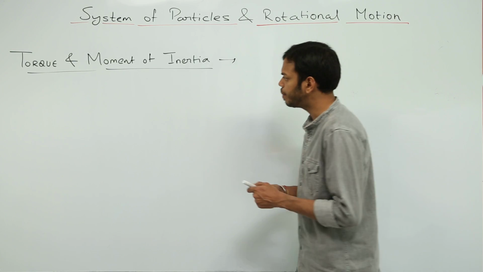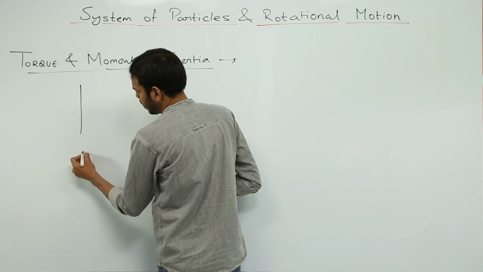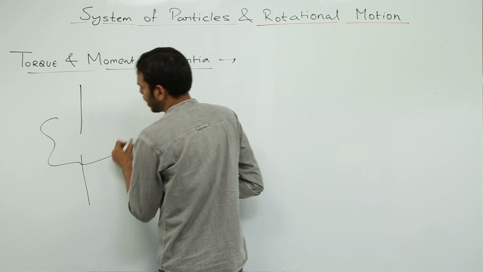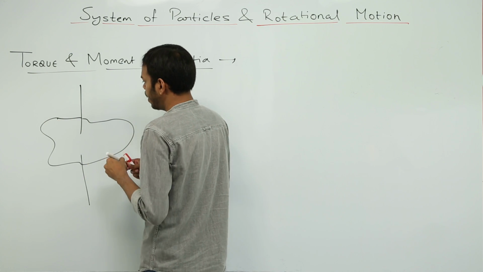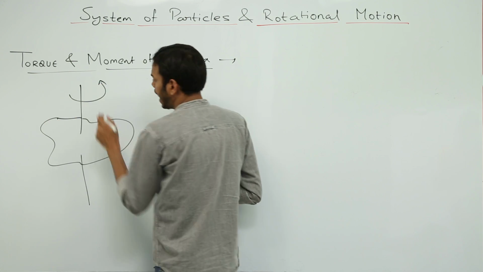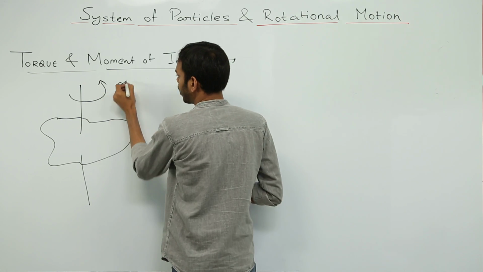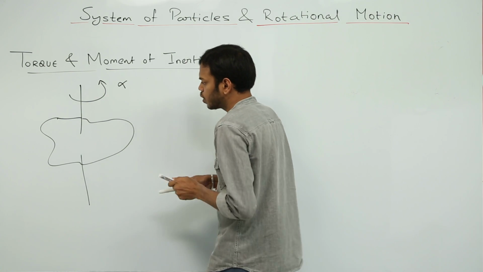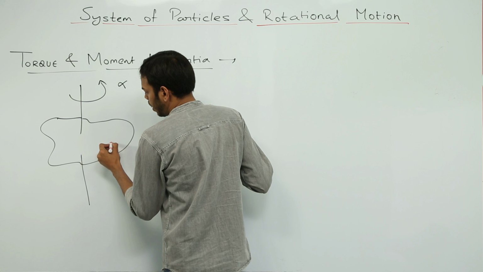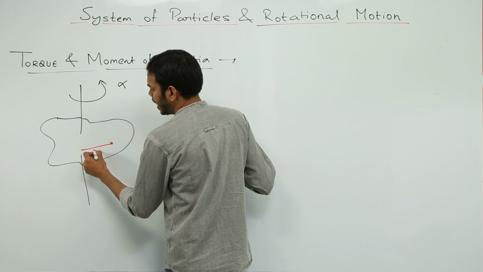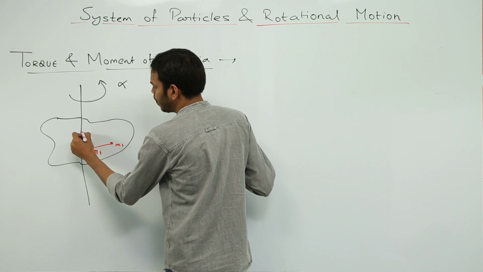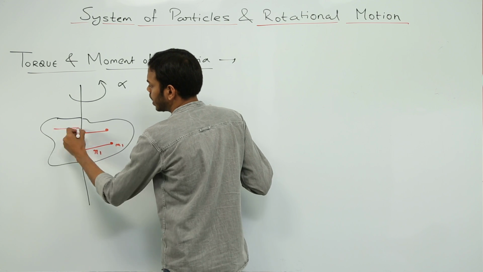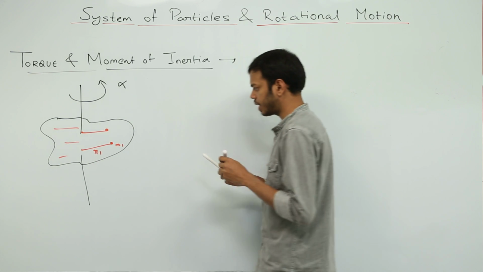Now consider a rigid body which is rotating about this axis with a uniform angular acceleration. This time we are taking angular acceleration alpha. The particles constituting the body are m1 at distance r1, m2 at distance r2, and so on, up to n particles.